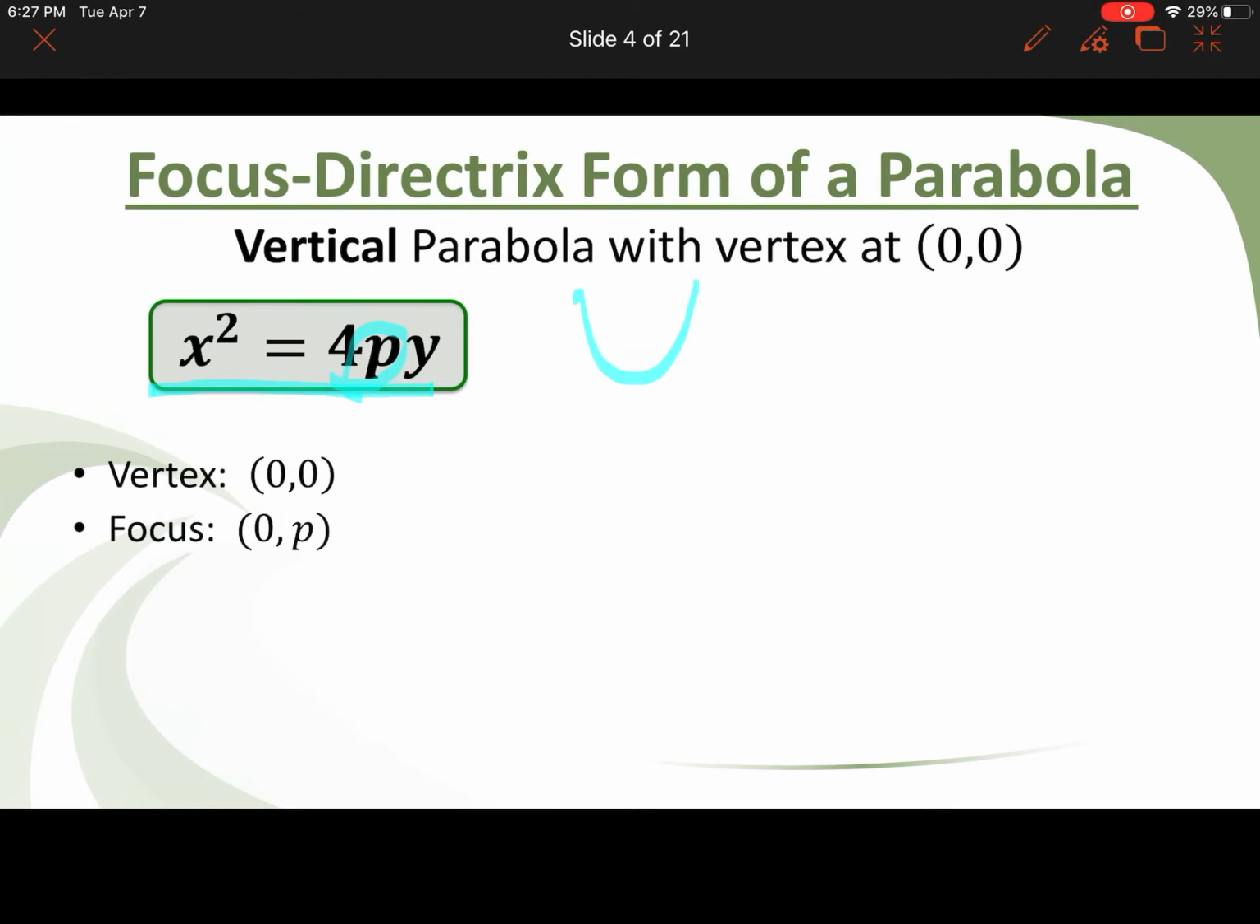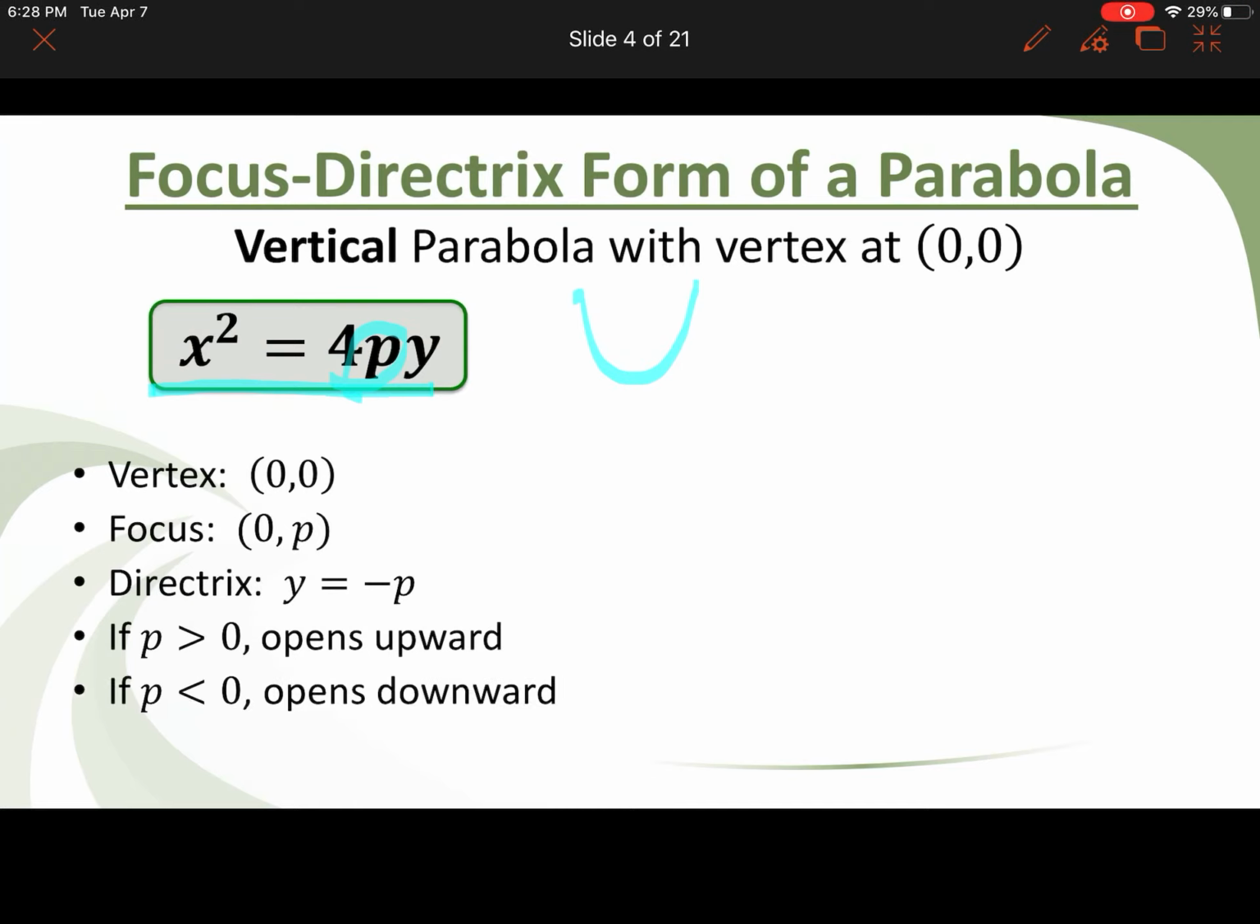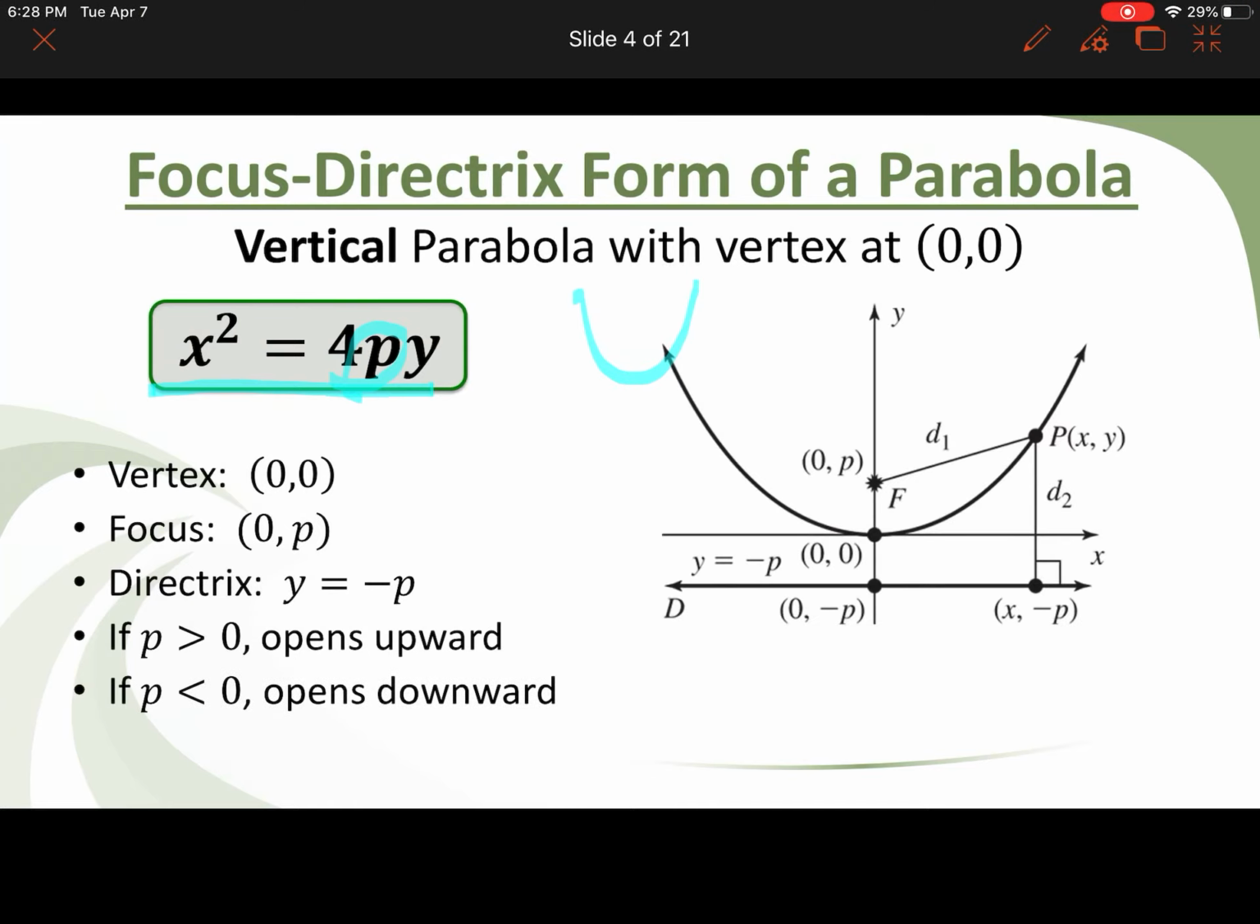Because it's going up and down, we're going to go up however far p is. The directrix would be the other direction, and it is a horizontal line. So it would be the line y equals negative p. So if p is greater than 0, it opens up. If p is less than 0, it opens down.